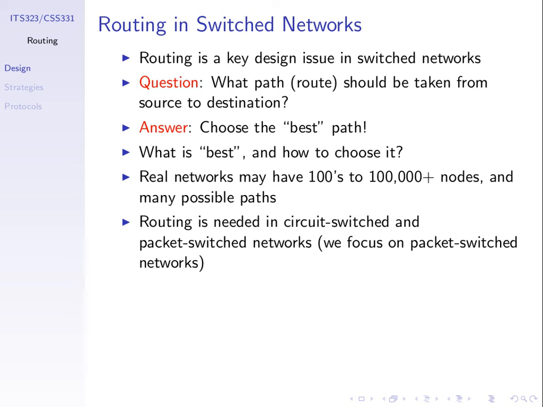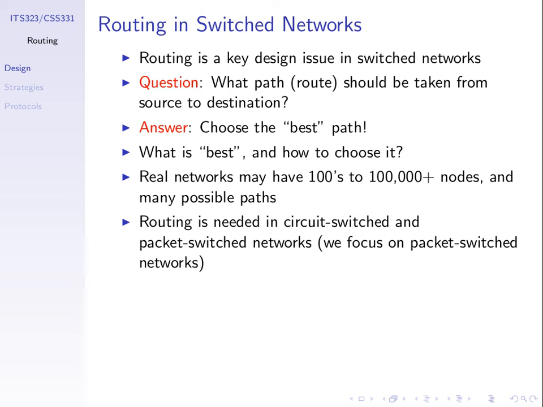Is it the path with the least number of links? Or is it the smallest total delay? Or is it the path that is the cheapest? Often in a network, we need to pay to send data through a link. Choose the cheapest. So we need to define what we mean by best. And once we know that, how do we choose it? What algorithms can we use to choose the path? That's what we'll look at in this topic.